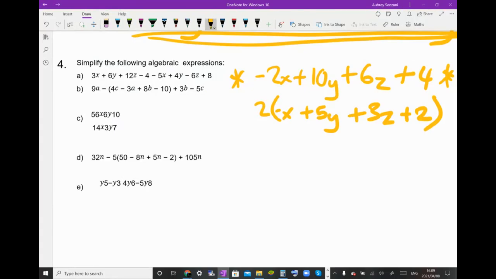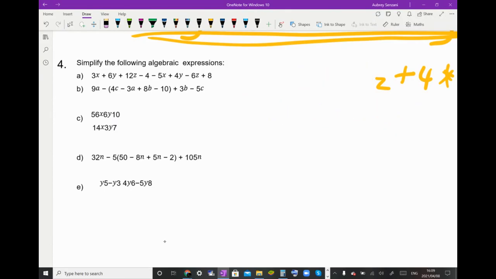We go on to B. Let me change colors here. I'm just going to erase this here. With B, we have this 9A minus 4C. So how then do we go on to simplify this?